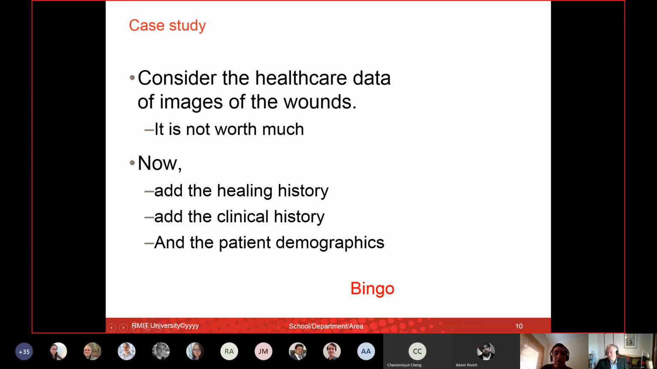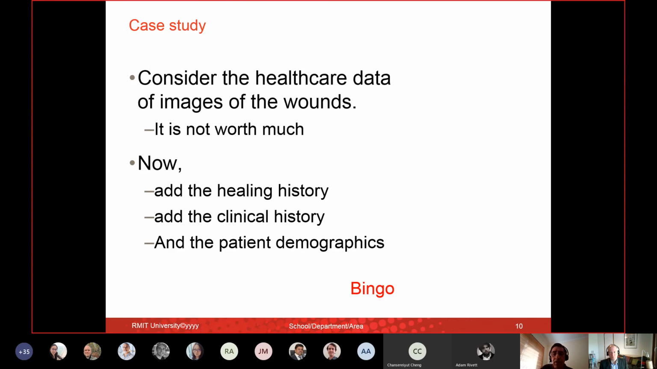So here I want to now take an example. When you're collecting the data, you have to be extremely careful as to how you collect it. Take the example of data collected of wounds, the images of the wounds. Now, this is a real example, a project done at RMIT.